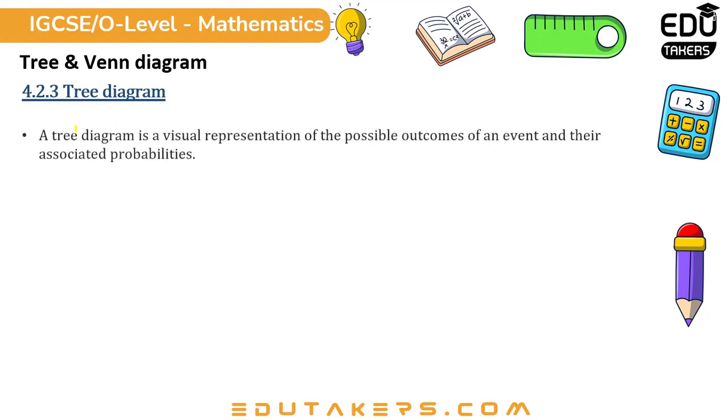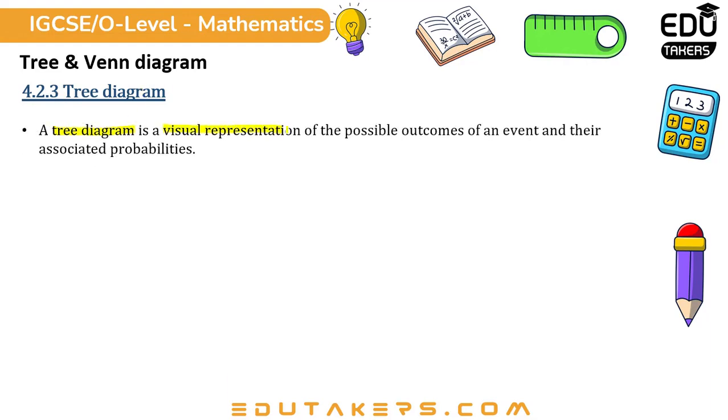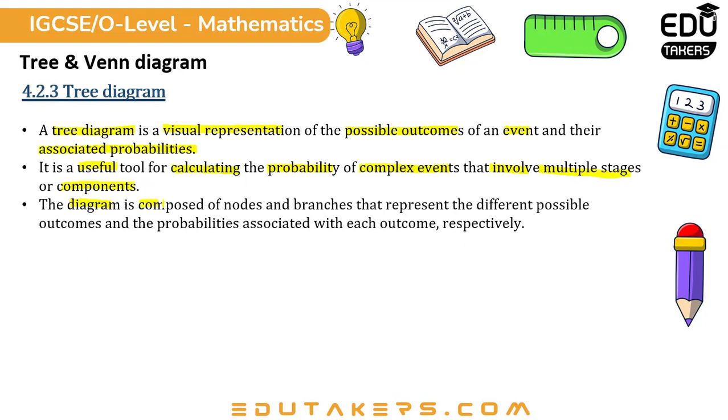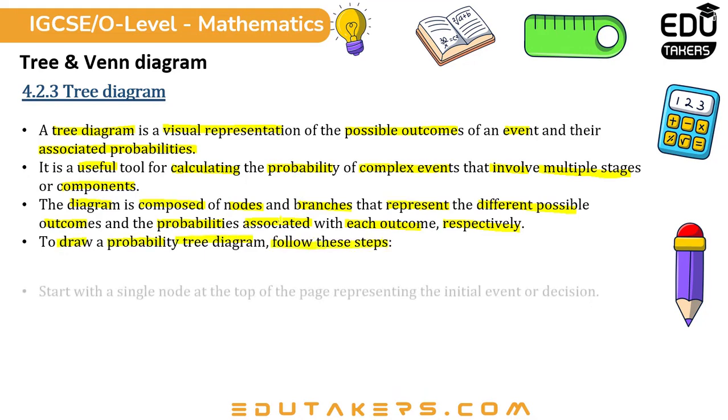Tree diagram. A tree diagram is a visual representation of the possible outcomes of an event and their associated probabilities. It is a useful tool for calculating the probability of complex events that involve multiple stages or components. The diagram is composed of nodes and branches that represent the different possible outcomes and the probabilities associated with each outcome, respectively. To draw a probability tree diagram, follow these steps.